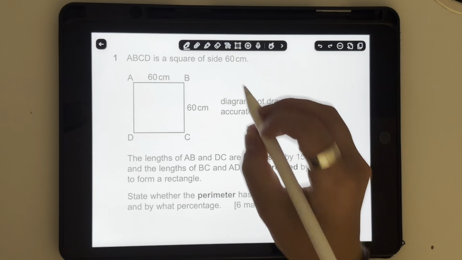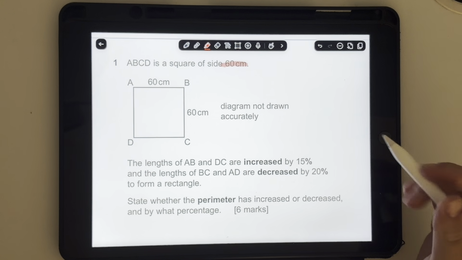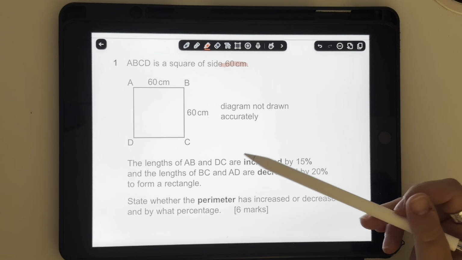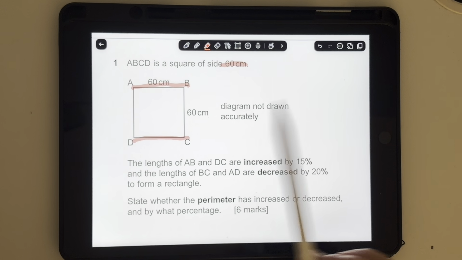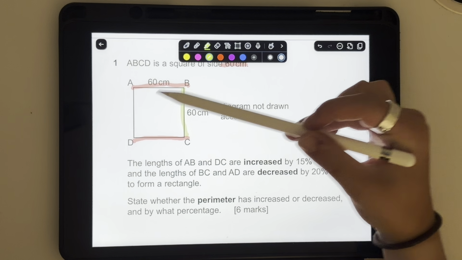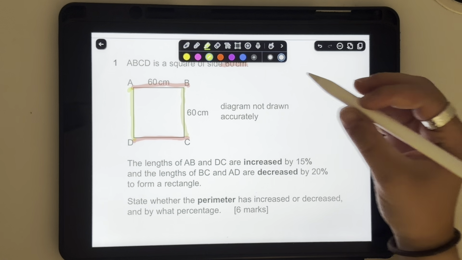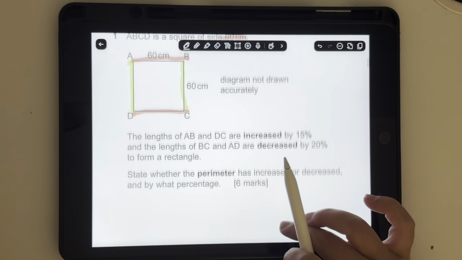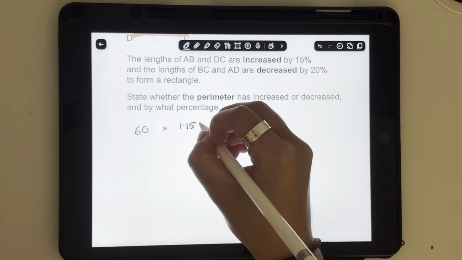ABCD is a side of a square of side 60 centimeters. The lengths of AB and DC are increased by 15%, and BC and AD are decreased by 20%. State whether the perimeter has increased or decreased and by what percentage. Okay, so they're all 60 centimeters. The ones that have increased, we want to do that too.